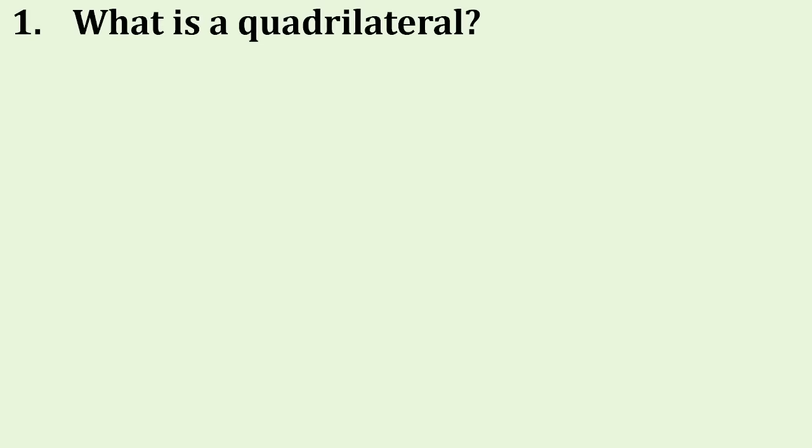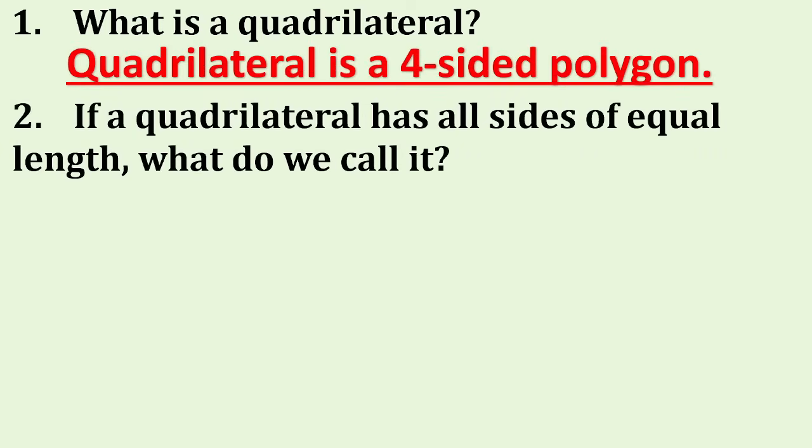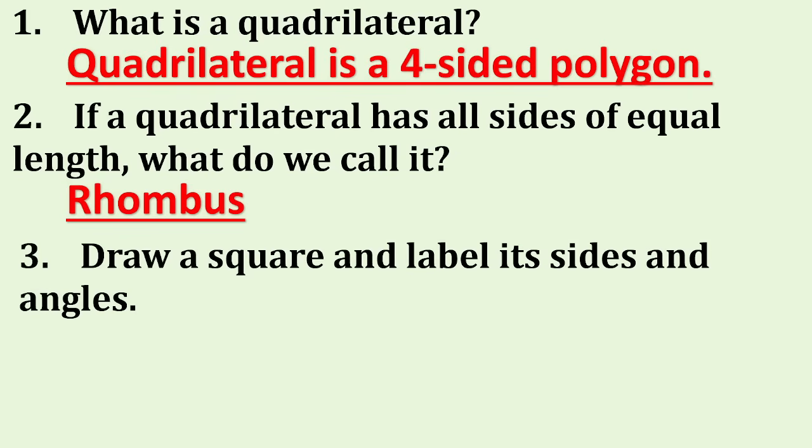What is a quadrilateral? Quadrilateral is a 4-sided polygon. If a quadrilateral has all sides of equal length, what do we call it? Rhombus. Draw a square and label its sides and angles.